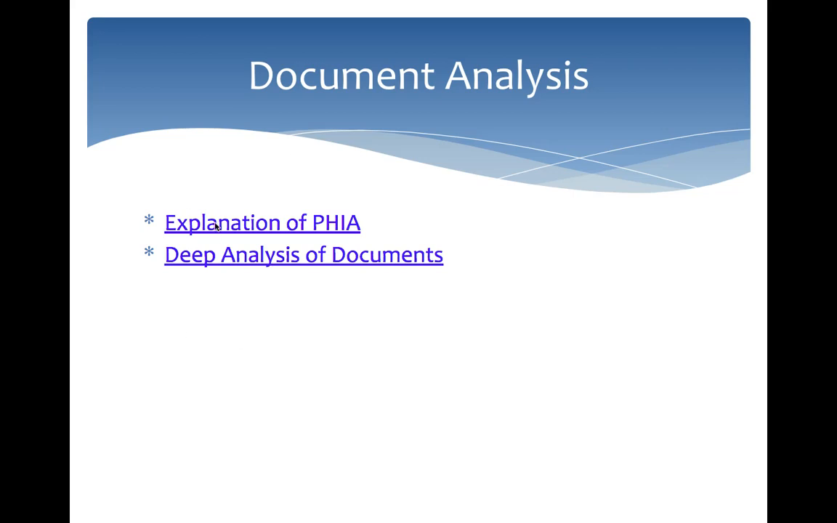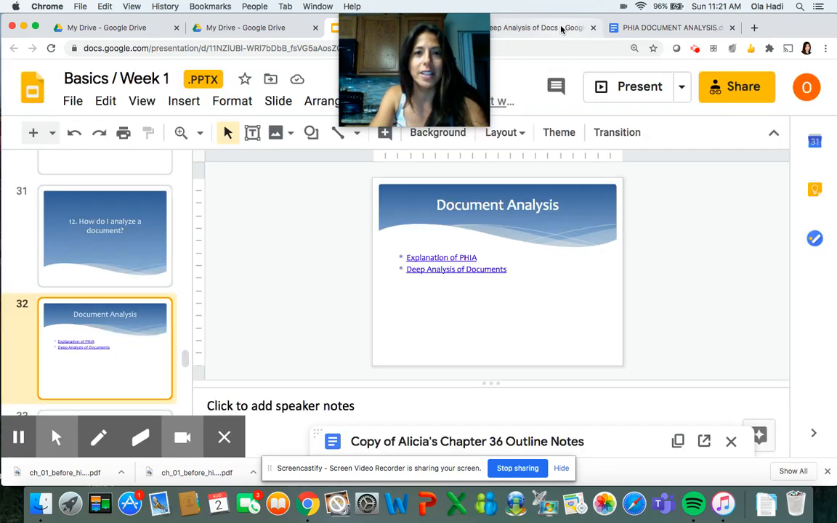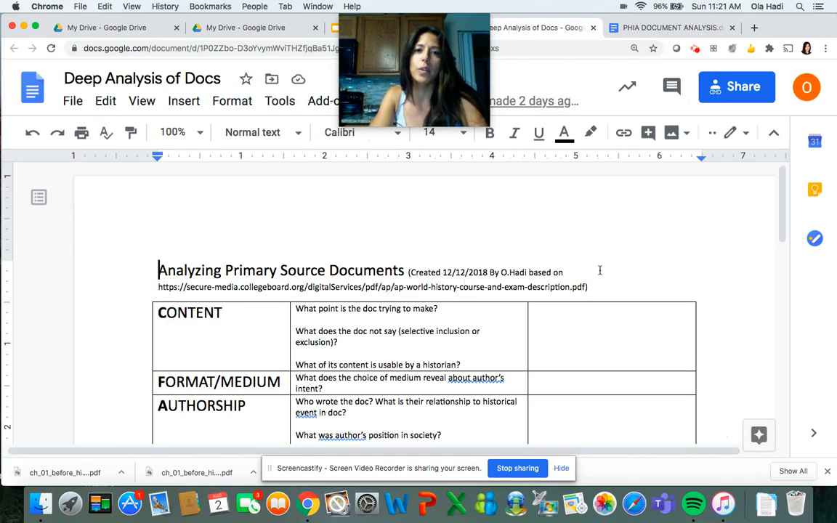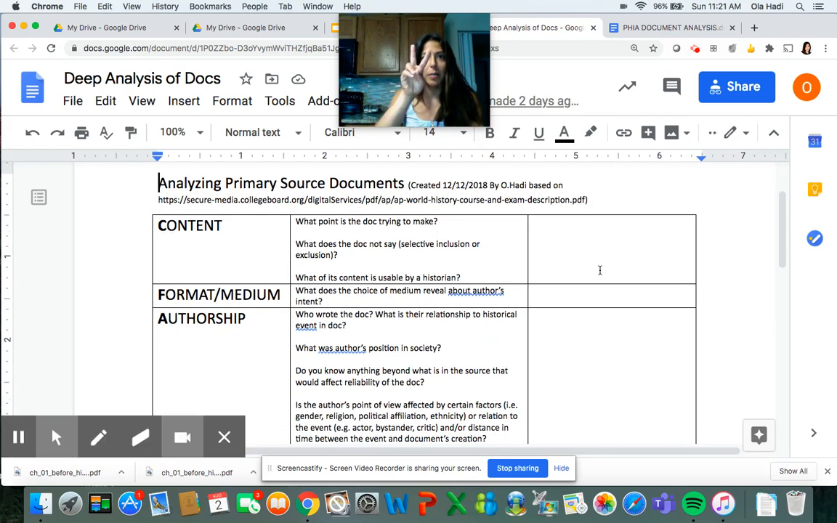So on the PowerPoint I'm going to give you, there's an explanation of an acronym called FIA, which is an easy way to remember 4 ways to analyze a document, not for content, but for things that can affect the document. And then there's a deeper analysis of documents. So I've already opened those links. I'm going to go ahead and click on the deep analysis first, because that's the one I want you guys to really think about. So the first thing is that you're going to have to think about the document in 2 ways.